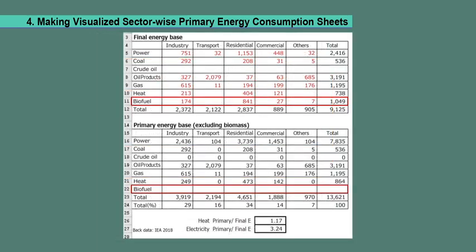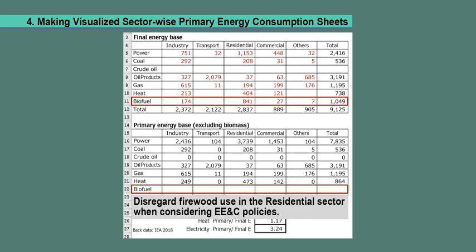There is a very important point in making the middle part. It concerns biofuels. Regarding biofuels, it is thought effective when making EE and C policies to disregard firewood in the residential sector. So, delete biofuels from the middle table.